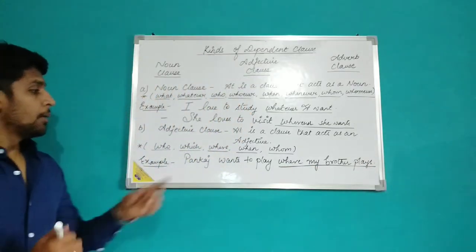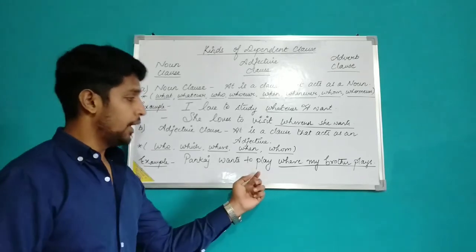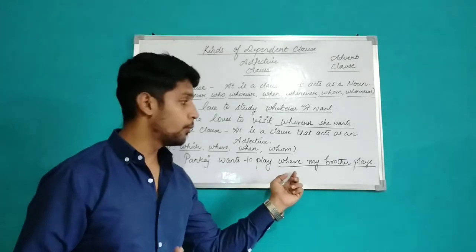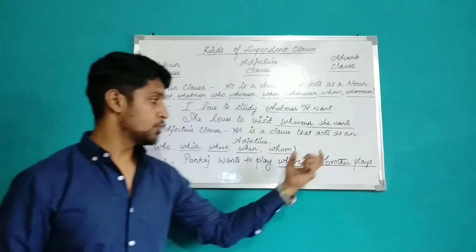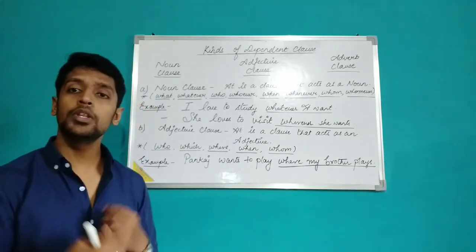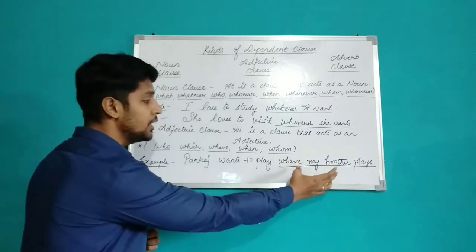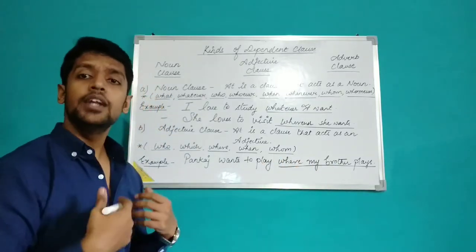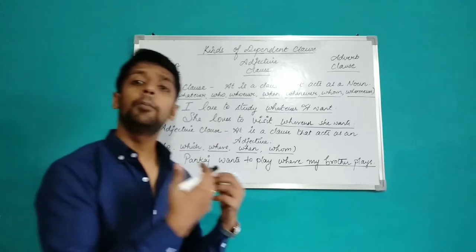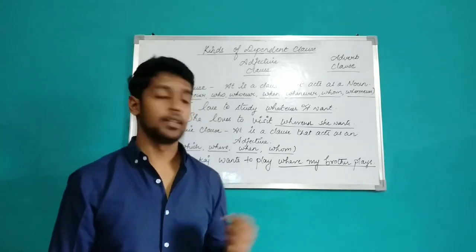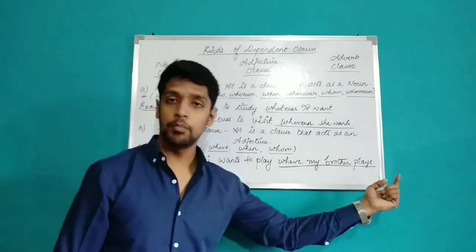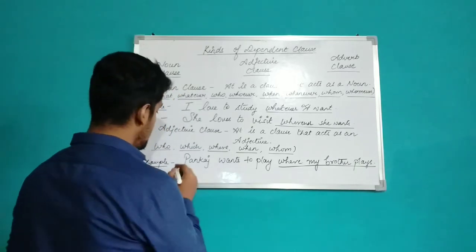Okay, Pankaj wants to play where my brother plays. So here it is describing the noun, the place where Pankaj loves to play. They are giving additional information about the noun, about the place where Pankaj loves to play. That place is where my brother plays. Let's take another example.